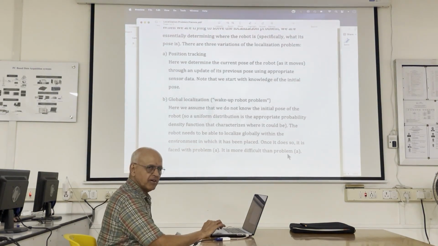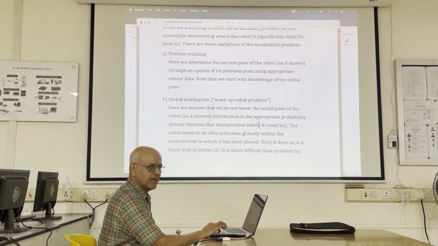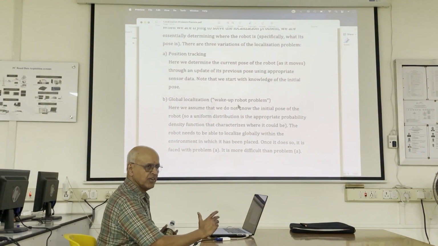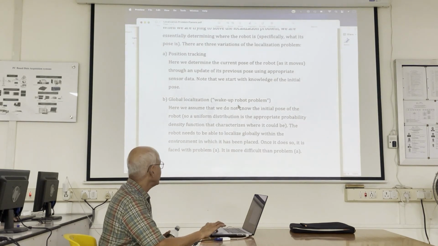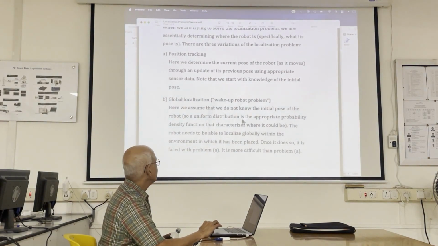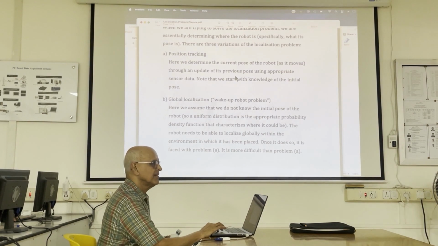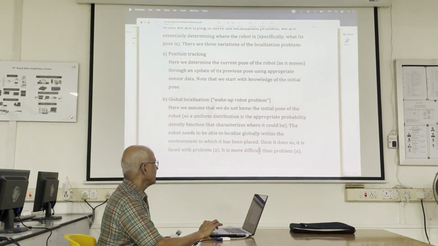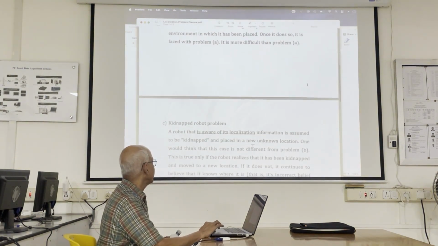It is more difficult then, right? Because there is the extra part to figure out. You don't know where it is initially, you assume uniform just to get started, and then you have to figure out where it is, at which point it becomes A. So it is more difficult than problem A. This is the hardest variation.